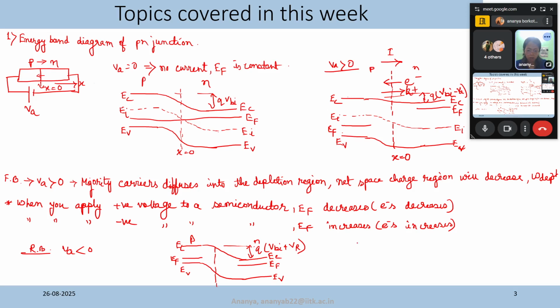Another thing we learned in the course is that in forward bias diffusion of carriers is important, and in reverse bias drift of carriers is important. There will be some drift of carriers, we will learn about it later, but those are not majority carriers, those are minority carriers. So here drift current is important.